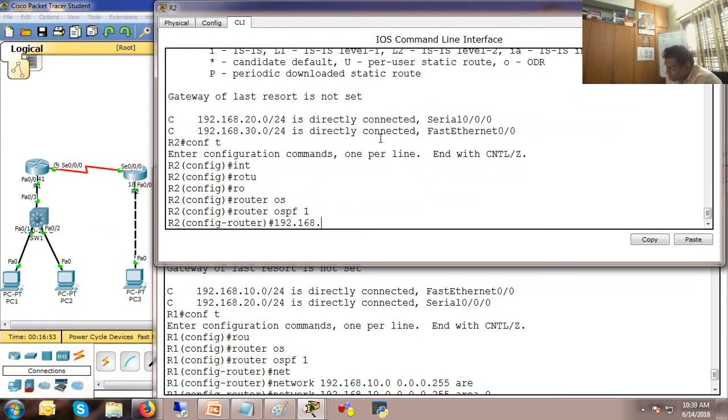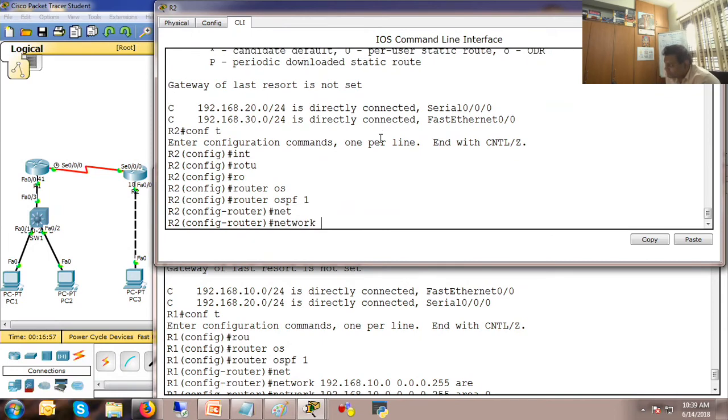192.168.20.0. This is the command. Command network. 192.168.20.0. You tell me, I don't need to wait. You keep on telling. Don't wait for me to type it. 0.0.0.255. Then area. Tell me the command here. Just area. Area 0. Now again tell me the command.